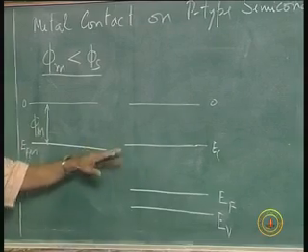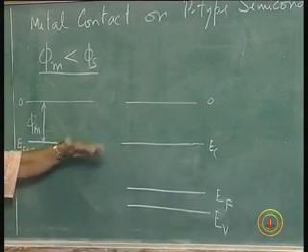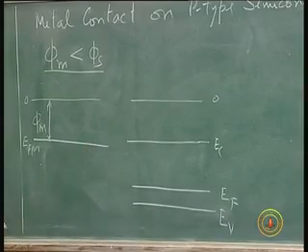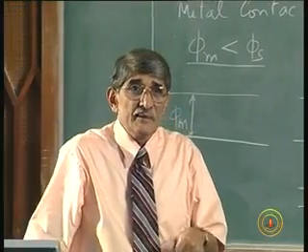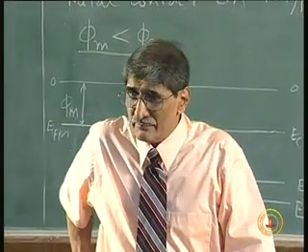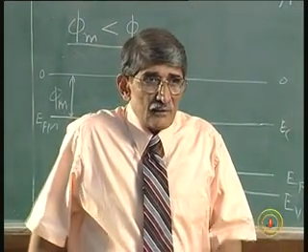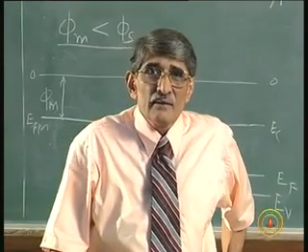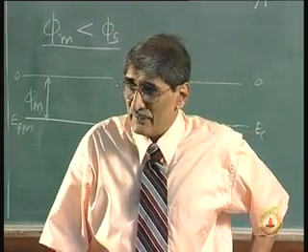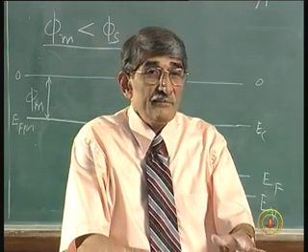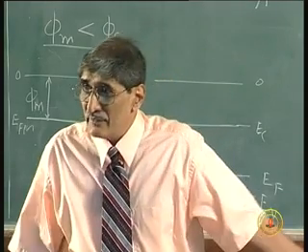If it were n type, phi m and phi s may be matching. In fact, it turns out to be so. If you take aluminum metal, aluminum work function phi m is about 4.1. Chi, the electron affinity in silicon, is 4.05. Gallium arsenide is also about that. So, phi m s is practically 0.